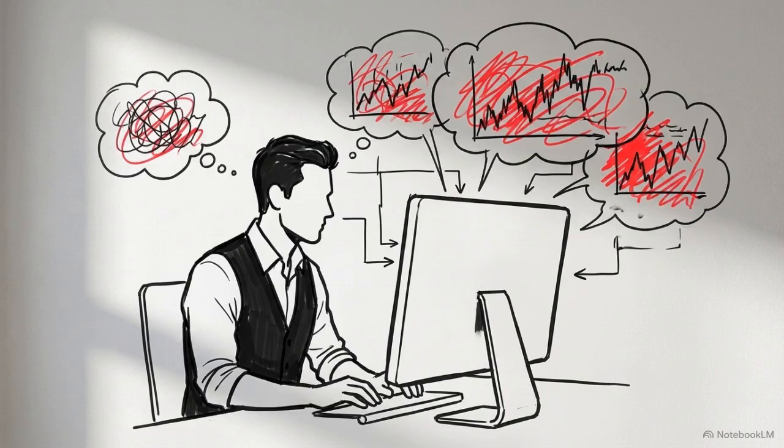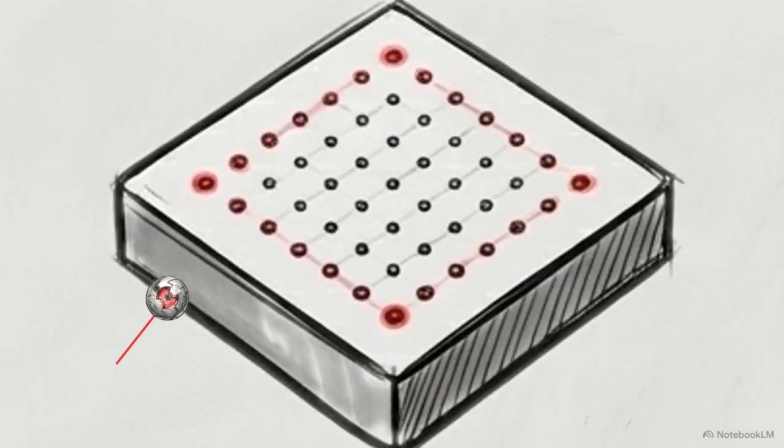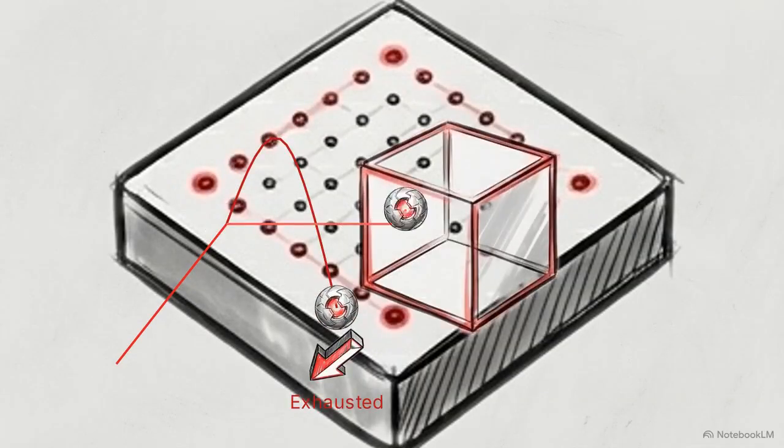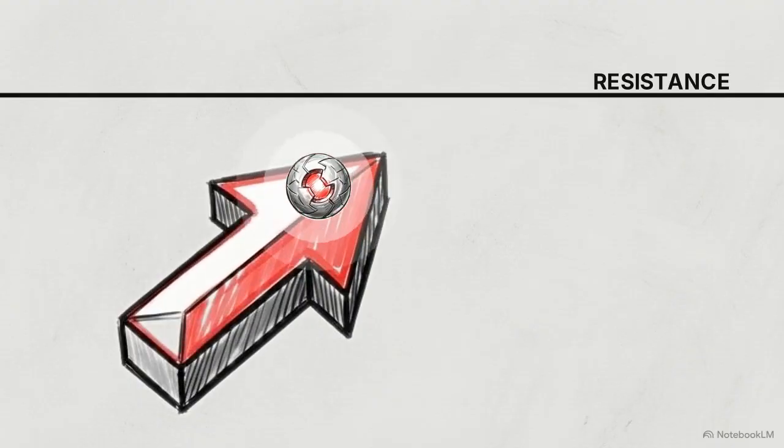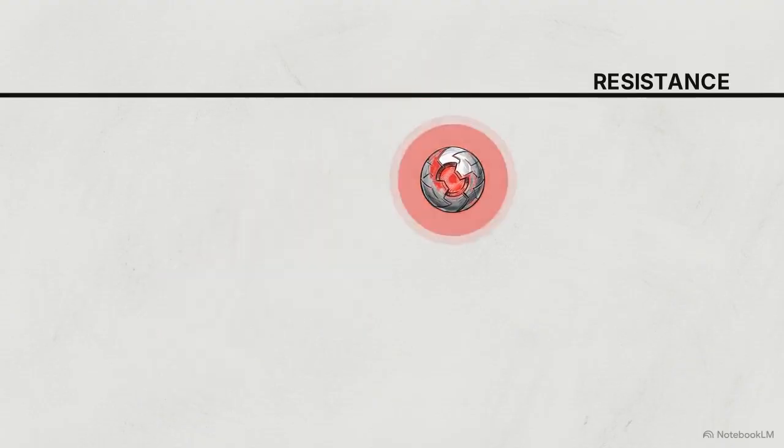Step 1 is diagnosing the current psychological state of the market. We have to determine if the trend is exhausted or if it is simply resting. Let's look at exhaustion first. We call these reversal patterns. Think of a car moving fast, applying the brakes, and preparing to turn around.